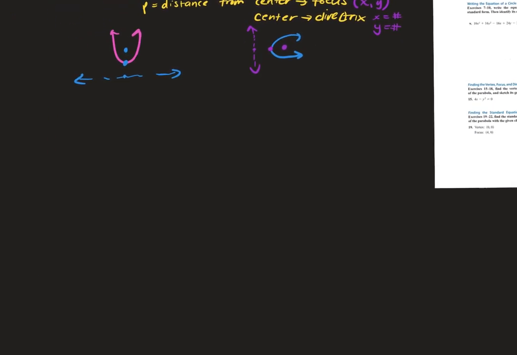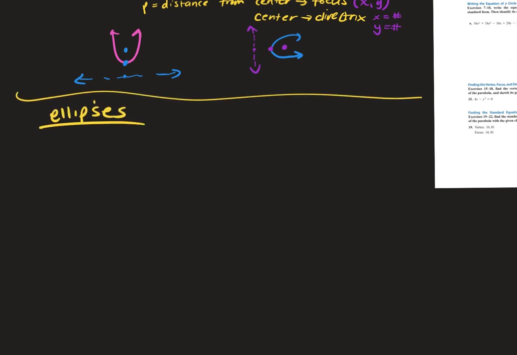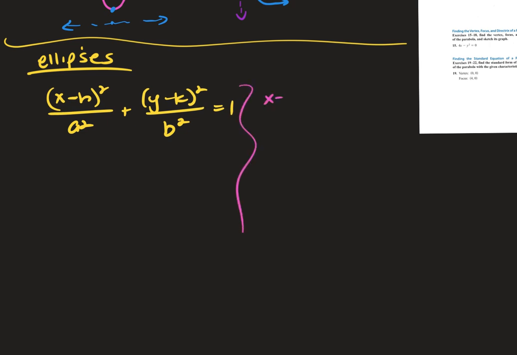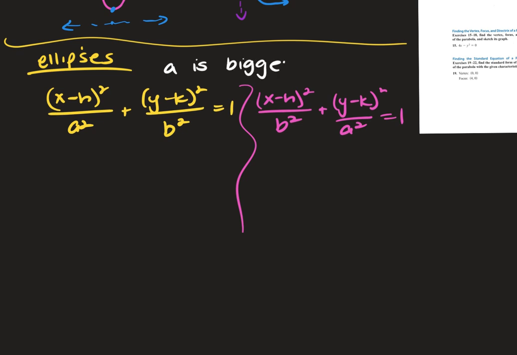Okay, then came ellipses. These are your ovals. These had (x minus h) squared over a squared plus (y minus k) squared over b squared equals 1. Or, and the order doesn't matter, what mattered was the bigger denominator. So x could still come first, but the y gets the a. a is bigger this time. Order does not matter.